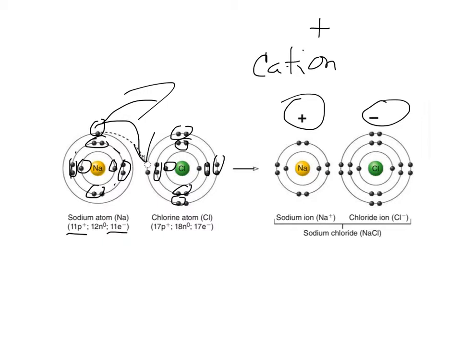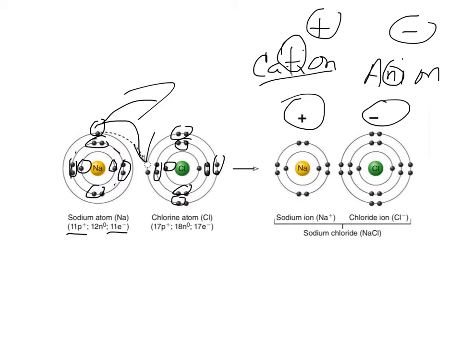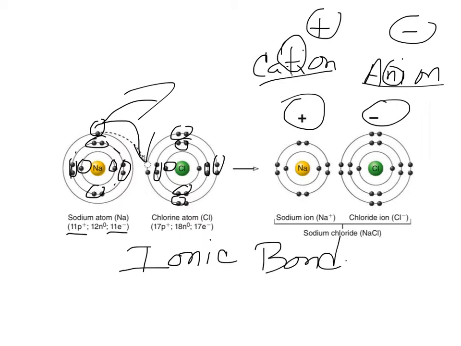Cations have positive charge. Chlorine is referred to as an anion, meaning it has a negative charge. Now, in order to remember this, cations, positive, anions, negative. Remember the T for cation, the N for anion. N stands for negative, T stands for positive. And this is referred to as an ionic bond, where electrons are being transferred.